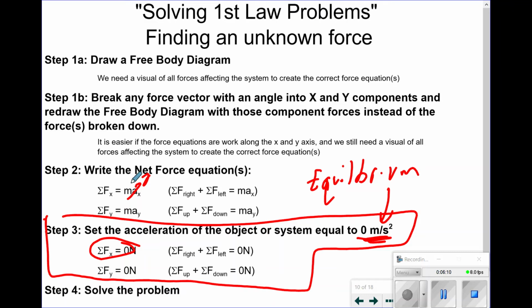So now I have two equations, one for the x-axis and one for the y-axis, that I can now easily use to solve for any force. So I'm going to just simply solve the problem. That's my fourth step.